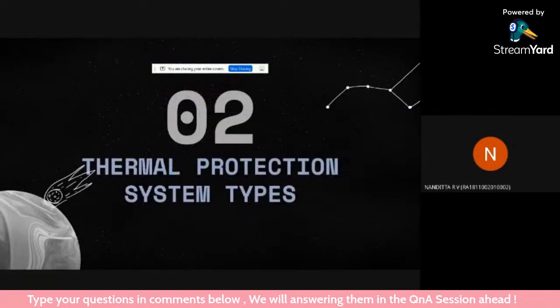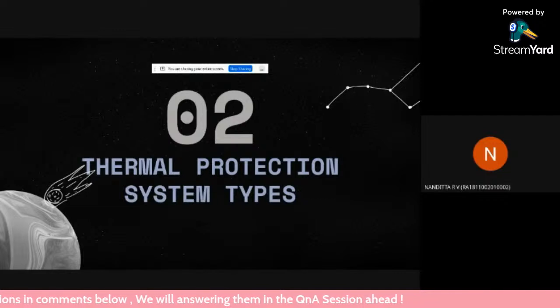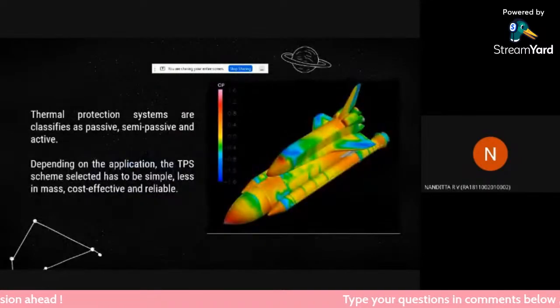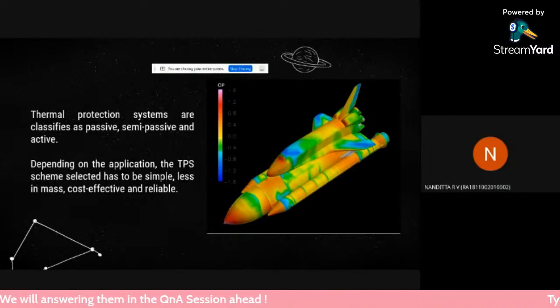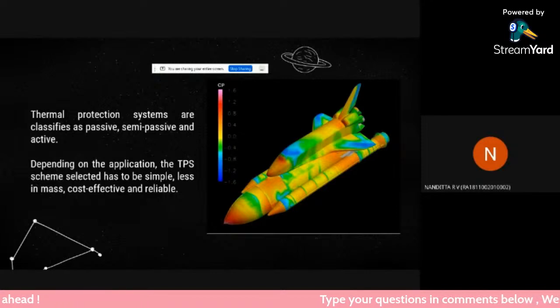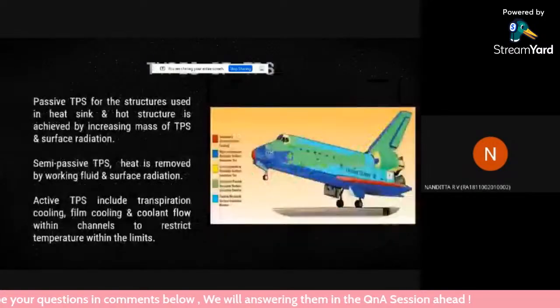So we're coming to the second topic of our webinar. I'll be speaking about the thermal protection system, which is also known as TPS, and what are the types of TPS used. So what is a thermal protection system? A thermal protection system is a system which protects the structure of the rocket from the harsh environment. And how are they classified? They're classified into three types: one is passive, one is semi-passive, and active. These applications totally depend upon the scenarios. The TPS scheme selected has to be simple, low in mass, cost effective, as well as reliable.